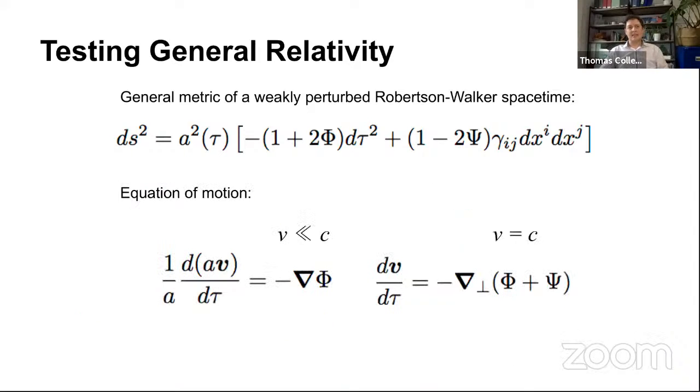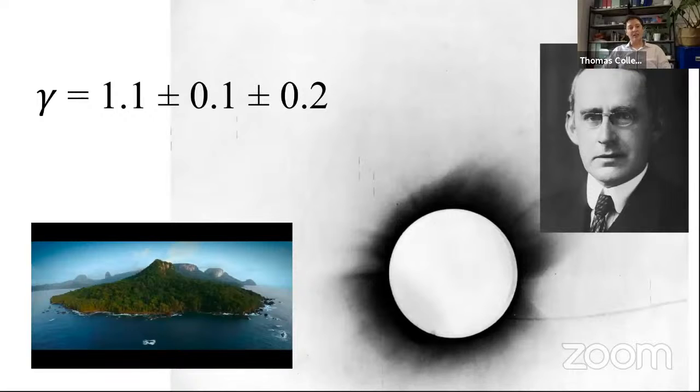And so to test this, you need to solve the equations of motion in this space-time. And what you find is that for non-relativistic particles, their equations of motion are sensitive only to this phi potential, whereas for relativistic particles, they're sensitive to the sum of the two potentials. So if you want to test whether these are the same, you need to find a relativistic tracer and a non-relativistic tracer around the same massive object. Now, this was the test that Eddington wanted to do back in 1919 to see whether the GR prediction that these two potentials are the same is correct.